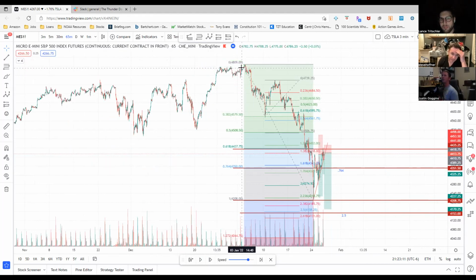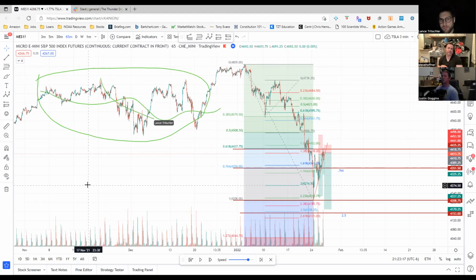The only reason I started my count here was because this was obviously some kind of sideways shit. And here's a move up, and then it failed. Now this is a down move. It's just obvious. Now we have a 1-2. This is the 1-2.